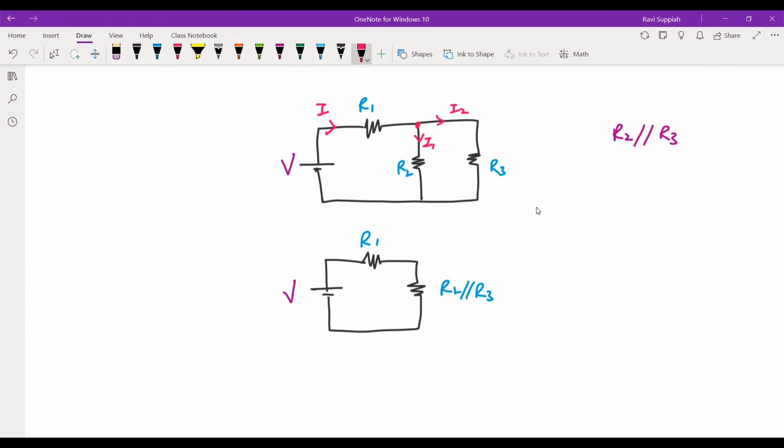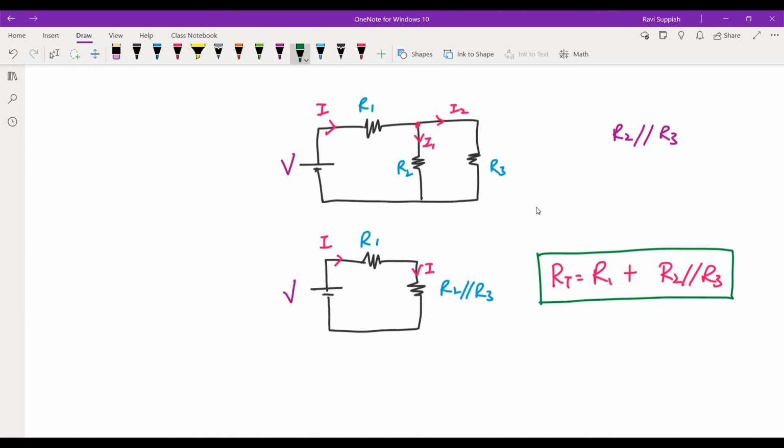And now if you analyze it again from the flow of the current that comes out of the source, it flows through R1, and that same current flows through this R2 parallel R3. So since the same current flows through these two components, you can say that these two are in series. So the combined resistance in this case, RT, would be R1 in series with R2 parallel R3. So that would be the total resistance for this circuit.